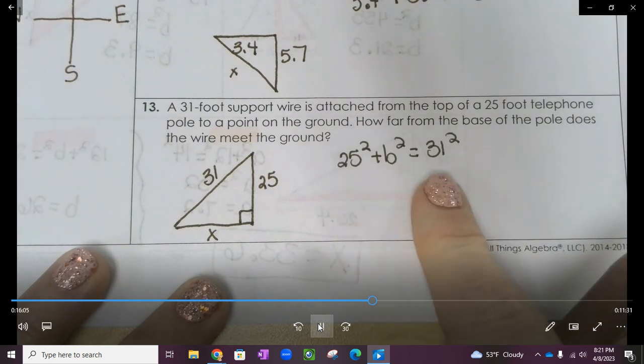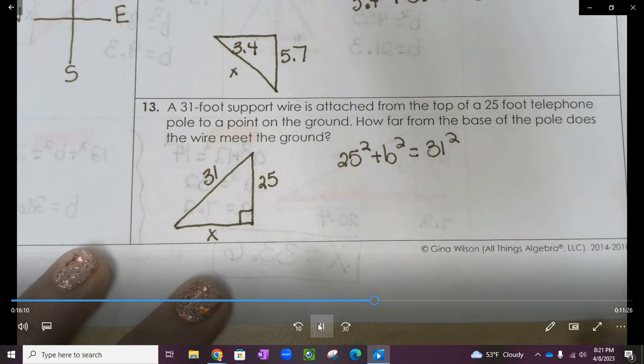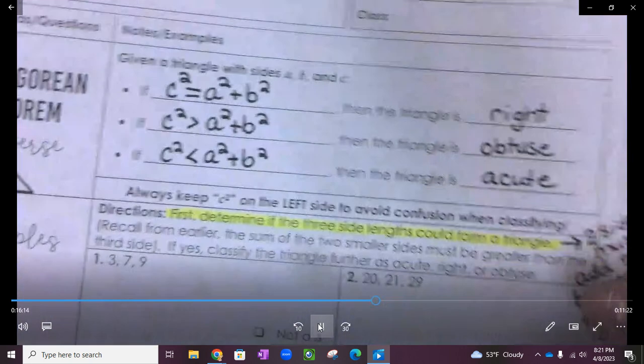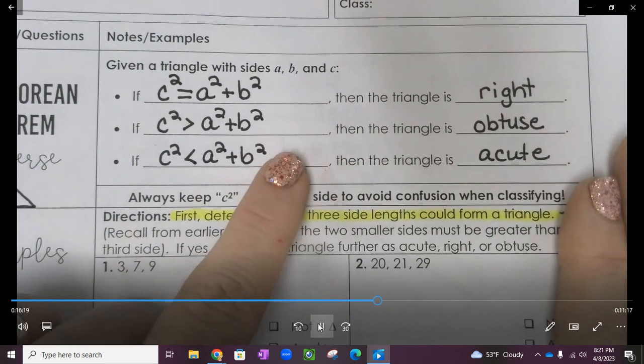All right, this is how you would set it up. Not going to worry about working it out on your worksheet. You will work those out completely. Okay, drawing a picture should help. All right, next part. I want you to pause your video and write this down.